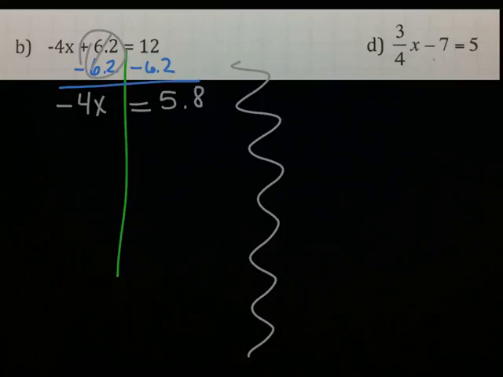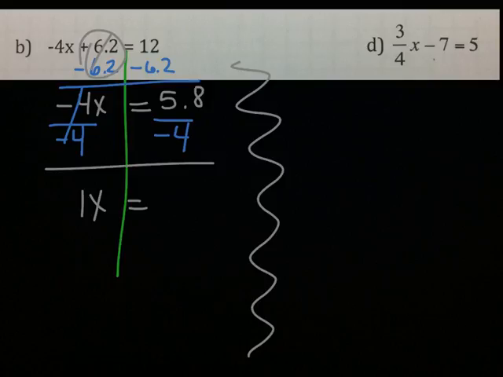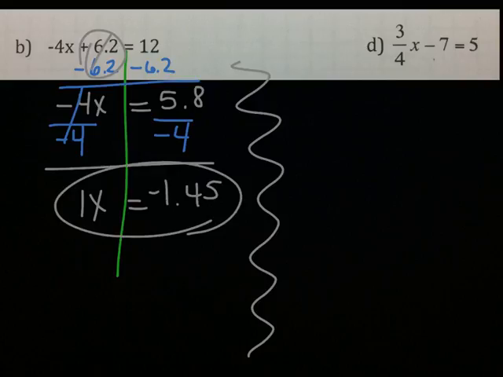Now my variable terms are on the left, my non-variable terms on the right, so I need to divide by however many x's there are. So negative 4 divided by negative 4 is 1x. And I'm going to get out my calculator here, and I'm going to type in 5.8 divided by negative 4, and the answer is negative 1.45. And that's my answer. Done. Now I'm going to check it.